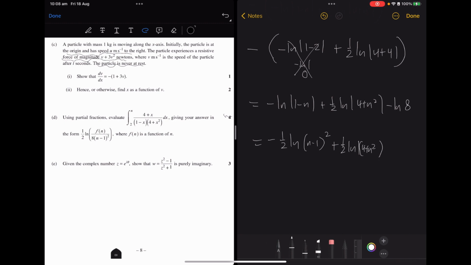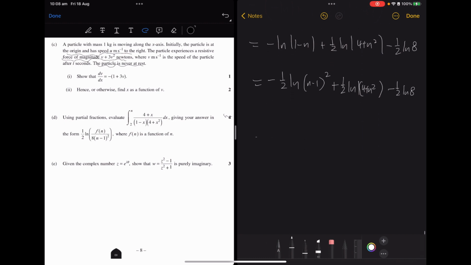And minus ln 8 is going to be, oh, I nearly forgot there was a half in front. Sorry about that. Half ln 8. So minus half ln 8.